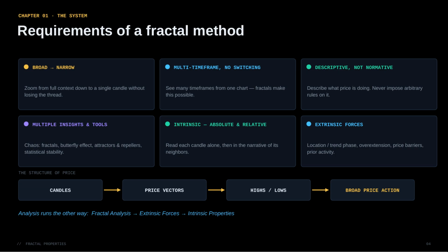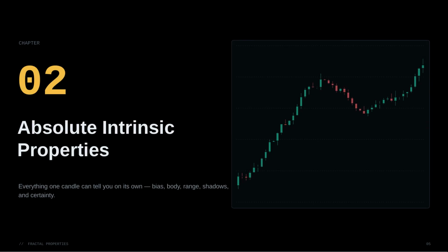Structurally, candles form price vectors, vectors form highs and lows, and those form broad price action. But the analysis flows in reverse. Fractal analysis into extrinsic forces into intrinsic properties. Context first, precision last.